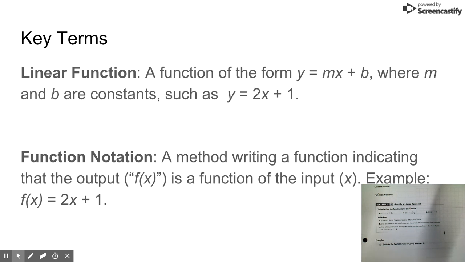Function notation is a method of writing a function that indicates that the output is a function of the input. So f of x tells us that we have a function with x as its input. As an example, f of x equals 2x plus 1.